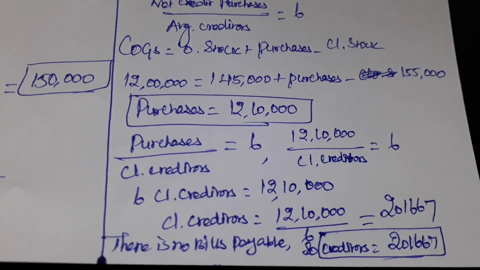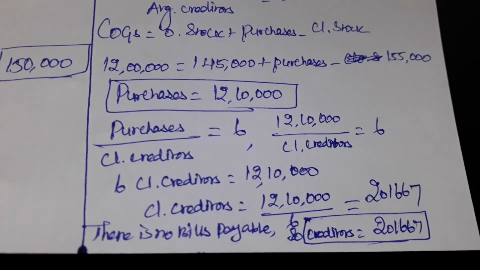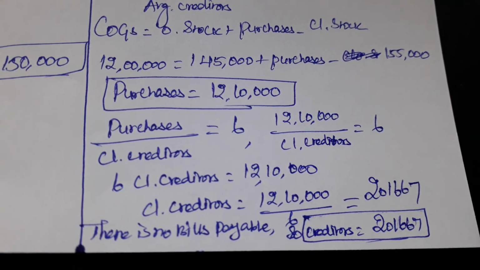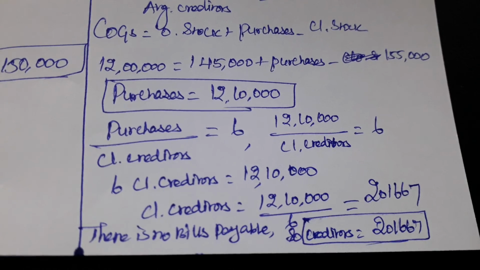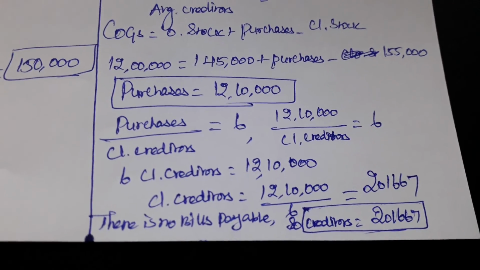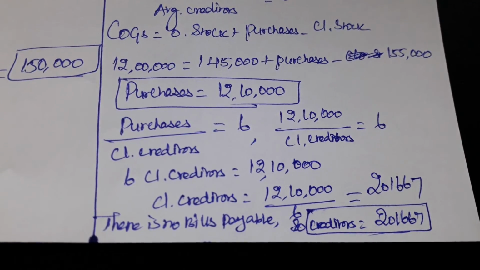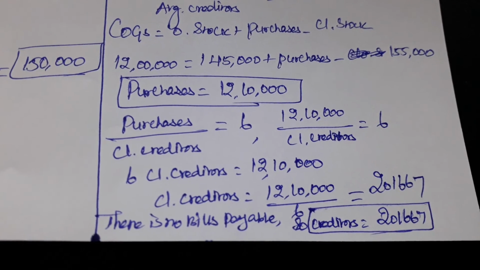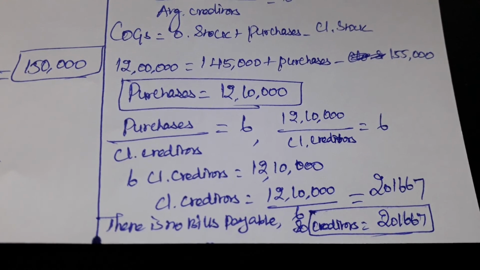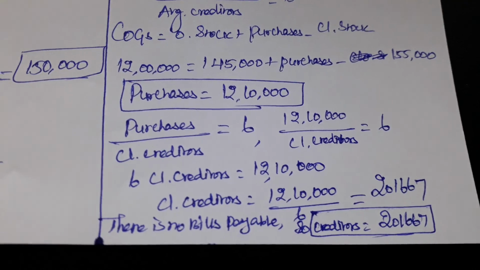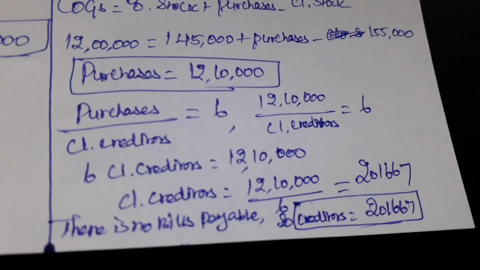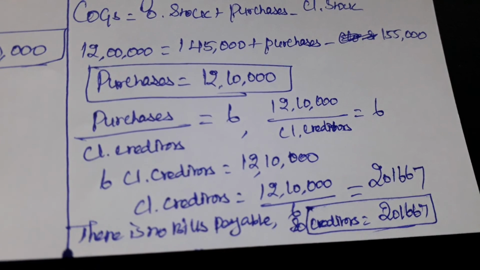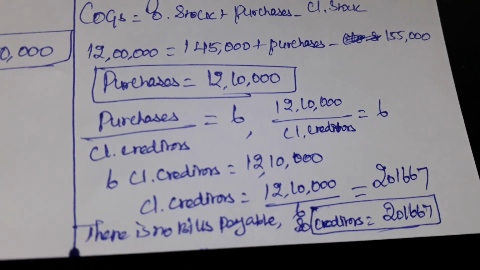The purchases value we just calculated is 12,10,000, and closing creditors is what we need: purchases divided by closing creditors equals 6. If we cross multiply, we get closing creditors as 2,01,667. But we don't have bills payable, so we don't need to reduce bills payable from the closing creditors. We can consider the final creditors value as 2,01,667.